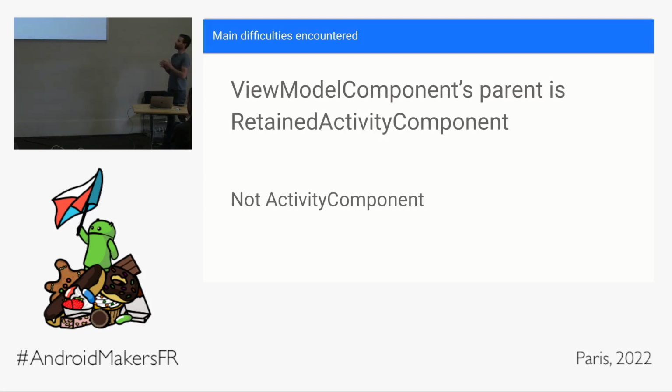And finally, the view model component's parent is the retained activity component, which means that at this point, you don't get access to the activity. So this is not the activity component. And the reason is that you should not provide the activity context to a view model, because a view model can survive configuration changes, and if you provided it with the activity context, it will leak the activity context. So you don't want to do this.